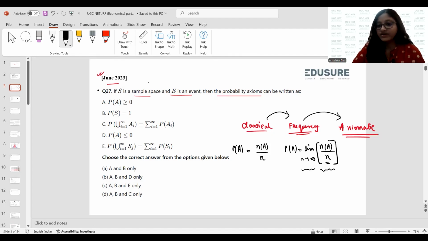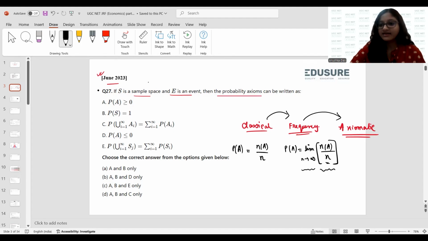Finally, you have to go into the axiomatic definition because the frequency approach also has some limitations of its own. What could be the limitation? We cannot prove that this limit always exists, right? The existence of this limit cannot be verified anyhow. That is why we need a more concrete, more mathematical approach in order to define probability. That is what is done by the axiomatic approach, which is given by Kolmogorov, known as Kolmogorov's approach.